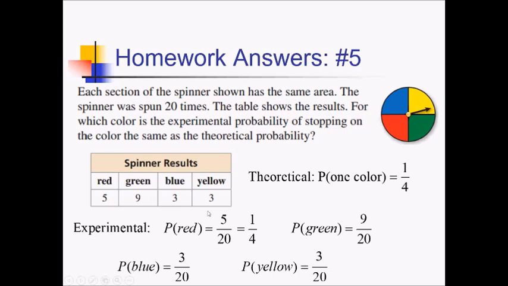So when all is said and done, red is the only one whose theoretical and experimental probability was the same. So red is our answer.